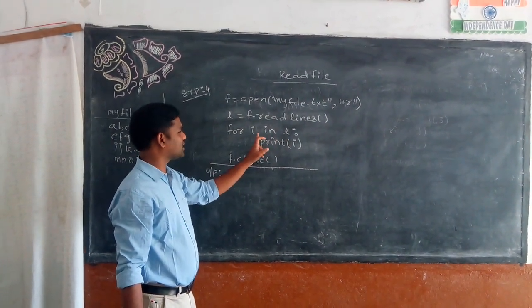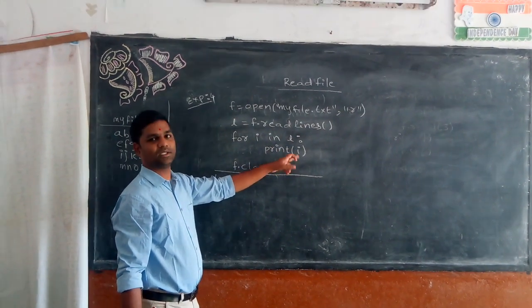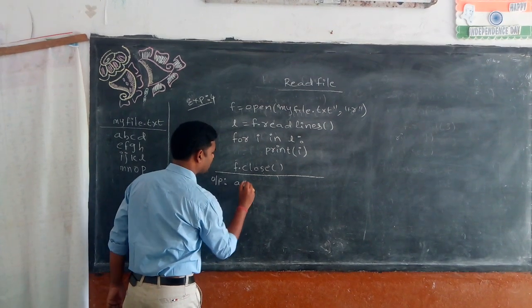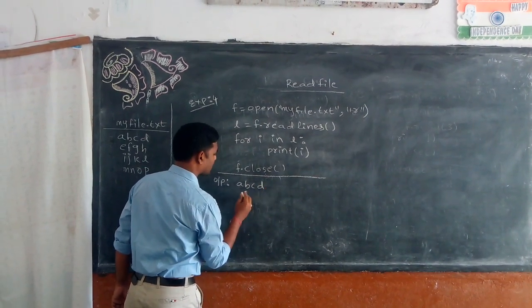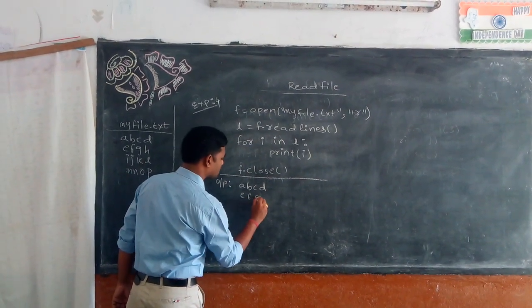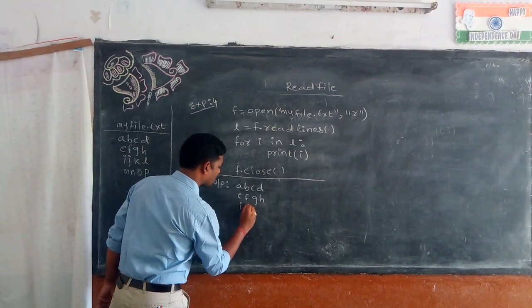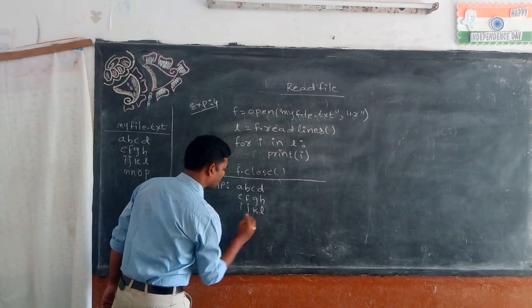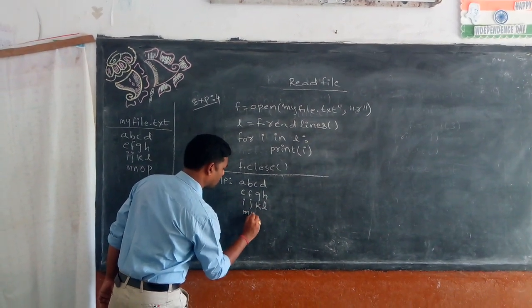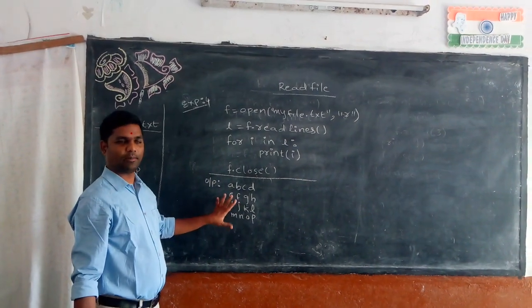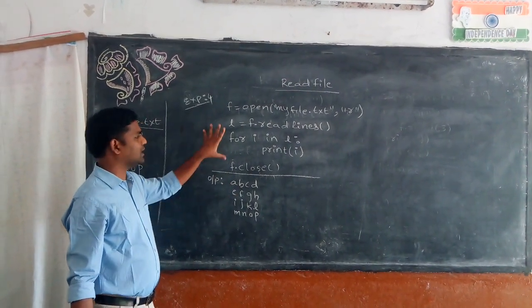In each iteration it will read one line. One line is equal to one item. So the first iteration prints A B C D, the first line. The second iteration, E F G H, the second line. The third iteration, I J K L, the third line, and the fourth iteration, M N O P, from our file. 4 lines. This is what happens with our readlines function.